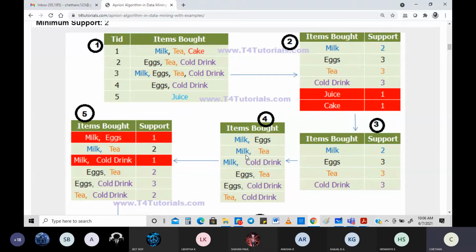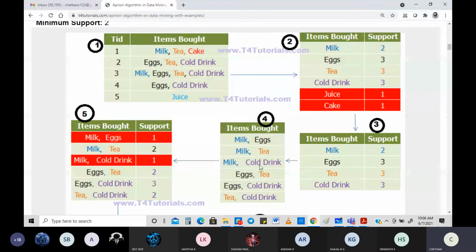Then again, you can check for the next one, milk and tea. In how many places do you have milk and tea? Milk and tea is in transaction number 1, correct? And also transaction number 3, correct? So the support for milk and tea is 2. Same thing with regard to the other combinations. The third one is milk and cold drink. In how many places do you have milk and cold drink? In only one place.